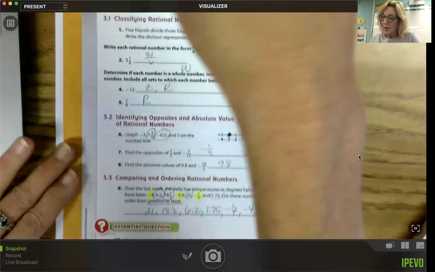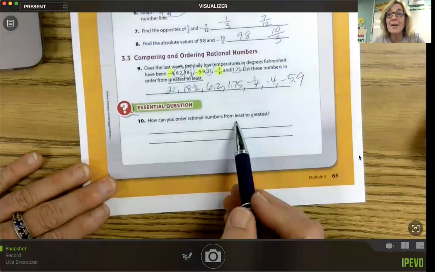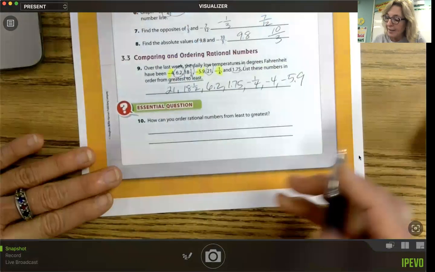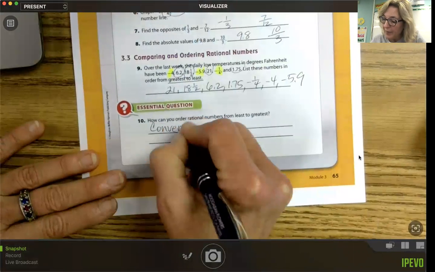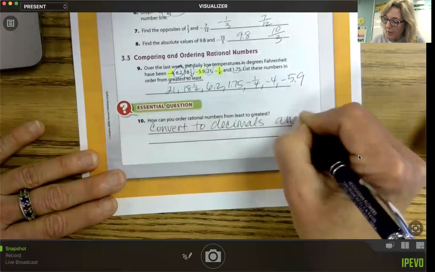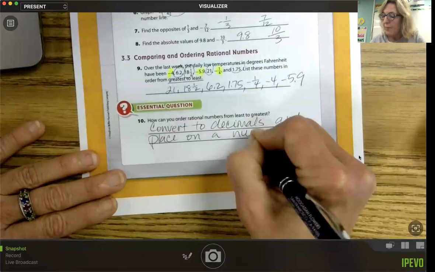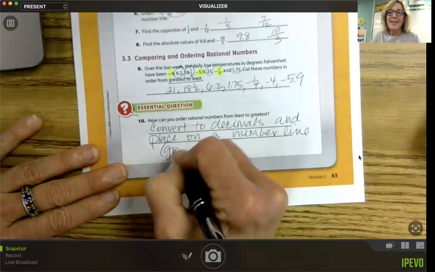Okay, so then the next question is, how can you order rational numbers from least to greatest? Well, placing them on a number line is one way. And also, if you remember, we talked about the idea of putting them all into decimal form. So rational numbers, least to greatest, I would say convert to decimals and place on a number line. Place meaning graph. It's a better word. Graph them on a number line.